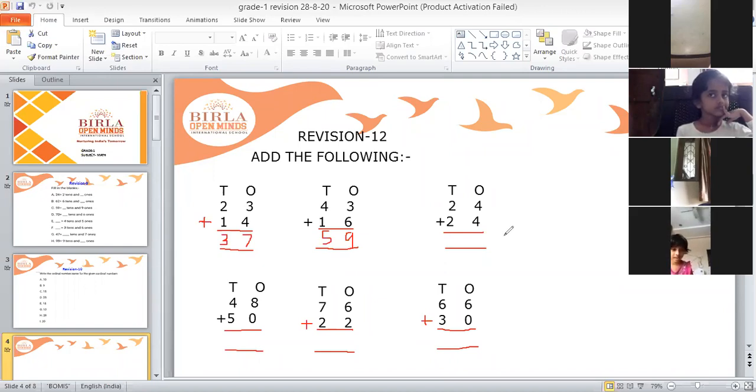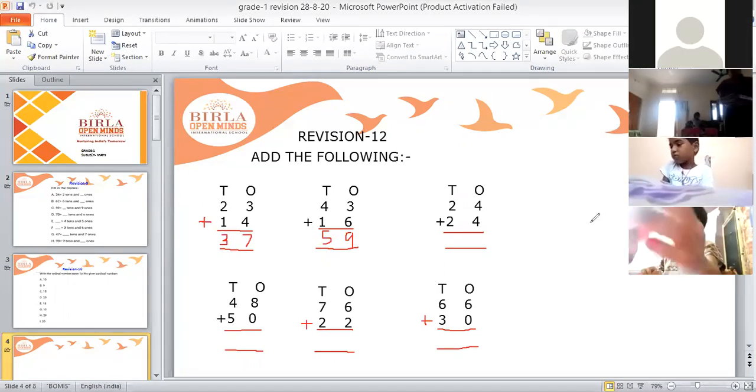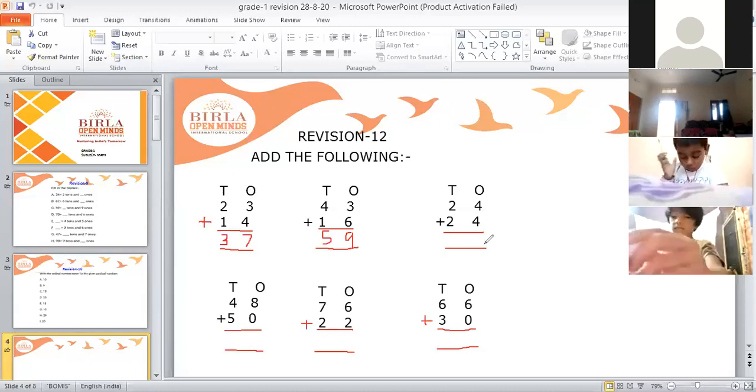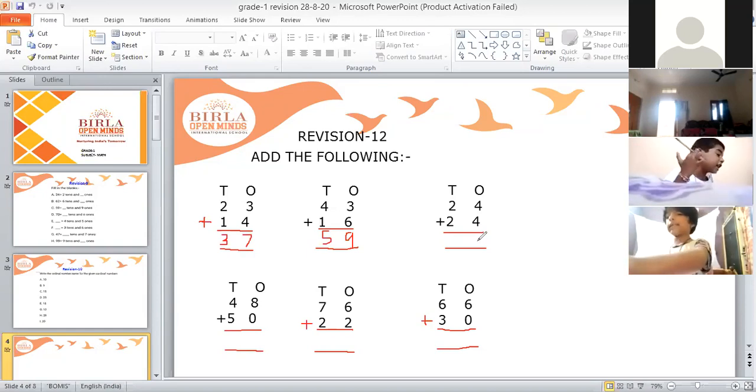Brinda, listen. Just tell me what are the numbers in ones place. 4 and 4. Now tell me, 4 plus 4 how much? Count. Brinda, 4 plus 4? 4 plus 4 equal to 8.